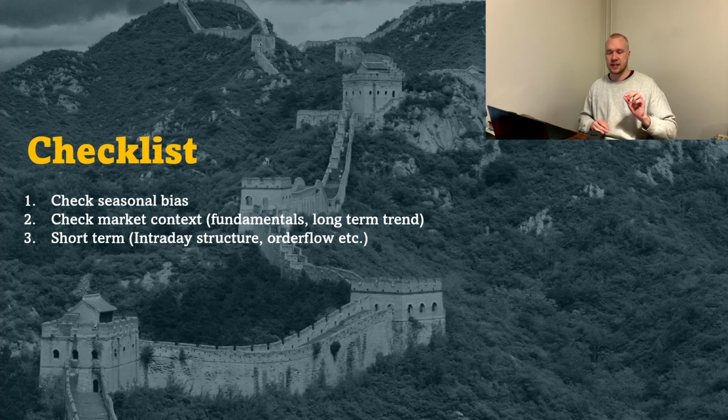And just lastly, this is a very simple checklist. Before you use this information in your trading, remember to do these steps. So check the seasonal bias. This is the underlying bias which you're going to have. Then you have the market context, so fundamentals, long-term trend, and market correlations. And then you have the short term, the most important one, the intraday structure, order flow, and whatever else you use in your trading.